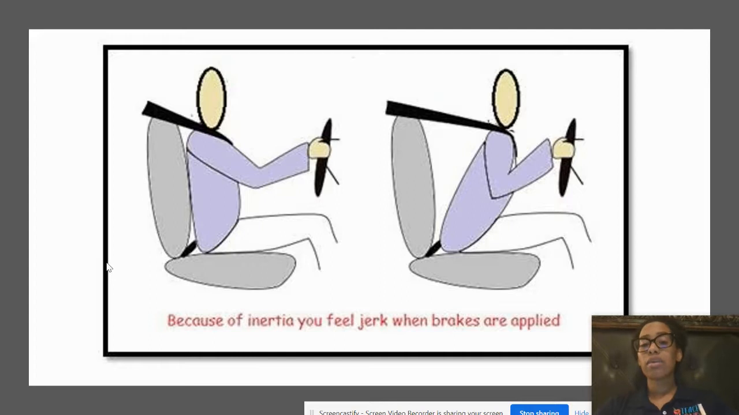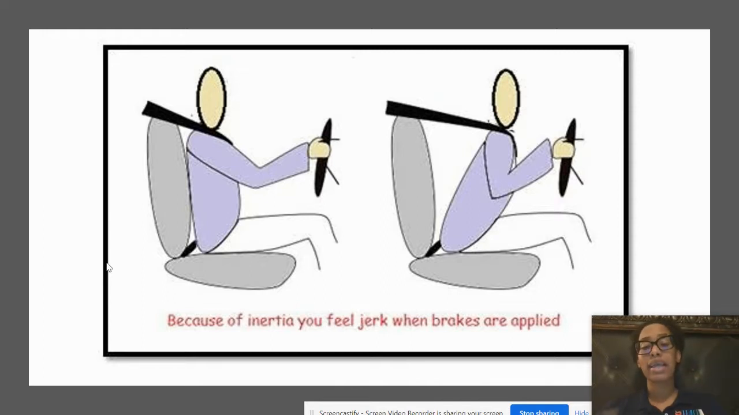Here's another example of Newton's first law. On the left side, you see someone driving, and on the right side, you see them slamming on the brakes. Whenever the brakes are applied, the person wants to keep moving forward. And that's because the object is in motion.